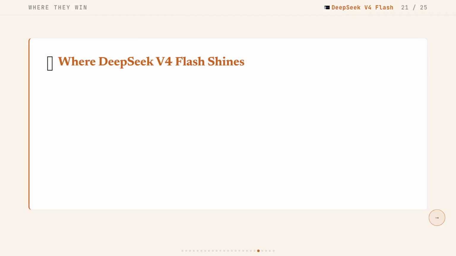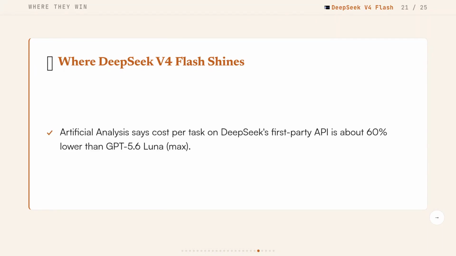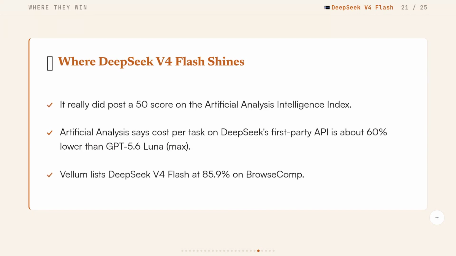Alright, so here's where DeepSeek V4 Flash is genuinely strong. The 50-point Artificial Analysis Intelligence Index score is independently measured and real. Cost per task on DeepSeek's own API runs about 60% lower than GPT 5.6 Luna Max. Vellum lists it at 85.9% on BrowseComp. And selective quantization actually does compress a 568 GB model down to 81 GB for local use.